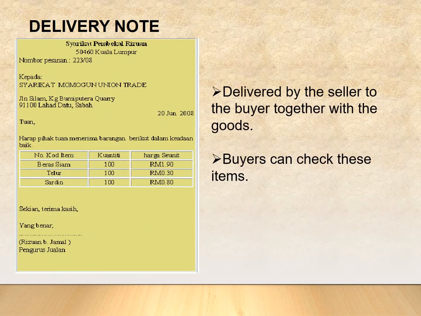Next document is delivery notes. Delivered by the seller to the buyer together with the goods. It is a document that lists details about the goods delivered. Buyers can check these items.